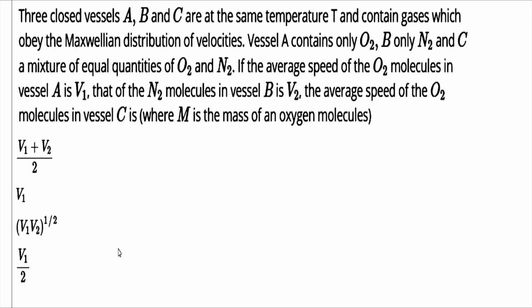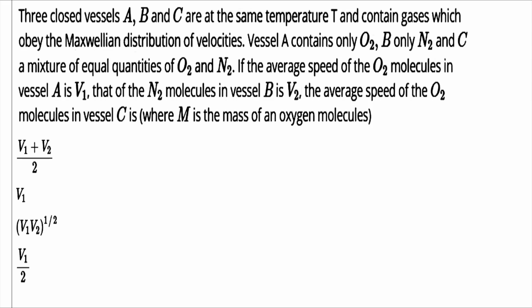Hello everyone. The question says there are three closed vessels, A, B and C, at the same temperature T, containing gases which obey the Maxwell distribution of velocities. Vessel A contains only oxygen, B only nitrogen, and C a mixture of equal quantities of O2 and N2. If the average speed of the O2 molecules in vessel A is V1, and that of the N2 molecules in vessel B is V2, the average speed of the O2 molecules in vessel C is.